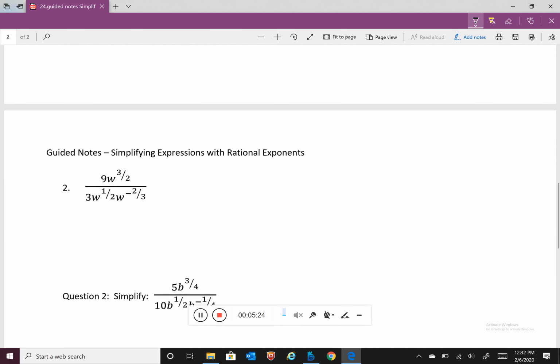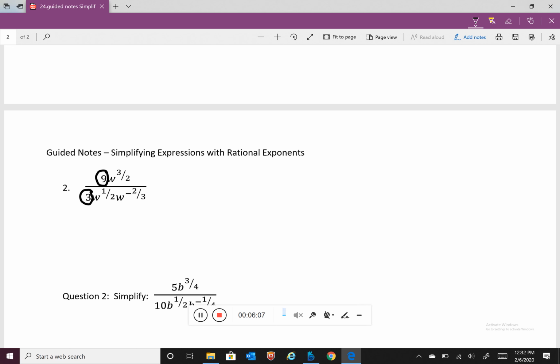Our next example is quite a bit more involved than our first one. So I want us to take some time to process all of the information that's going on here. There are different ways to attack this problem. The first thing that I'm going to notice is we have numeric coefficients in both the numerator and the denominator. We have a 9 in the numerator, we have a 3 in the denominator. And so division is occurring between those two. So we need to process the fact that 9 divided by 3 is 3.